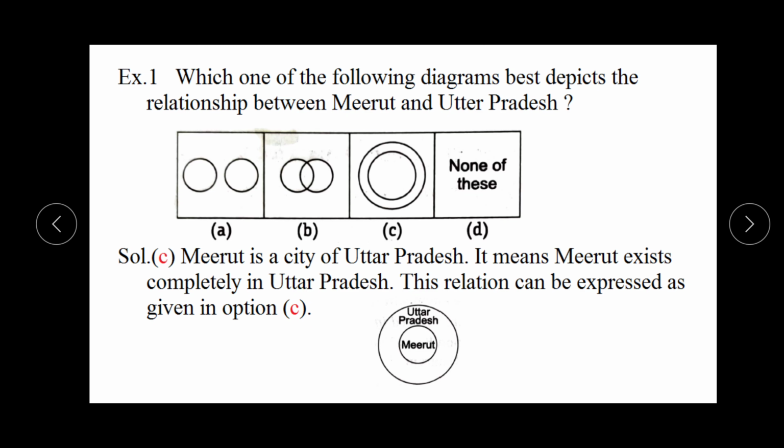If we take the first, here Uttar Pradesh and Meerut are different. It means Meerut is not completely in Uttar Pradesh. In this, some part of Meerut is in Uttar Pradesh, but in the third option, we can say that Meerut is completely in Uttar Pradesh.